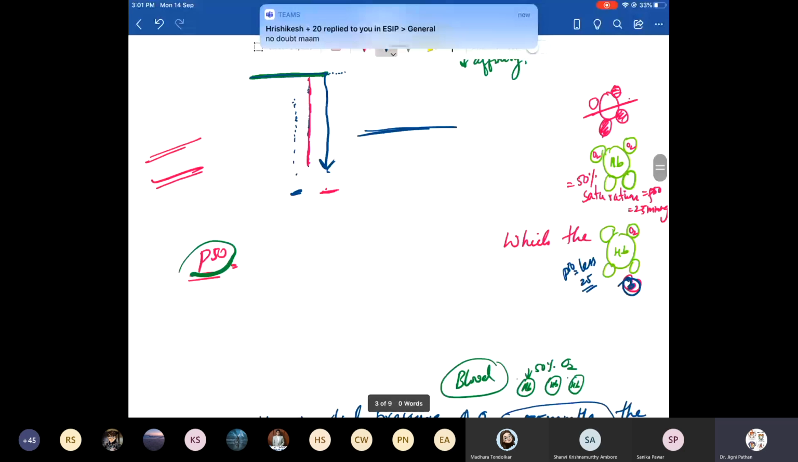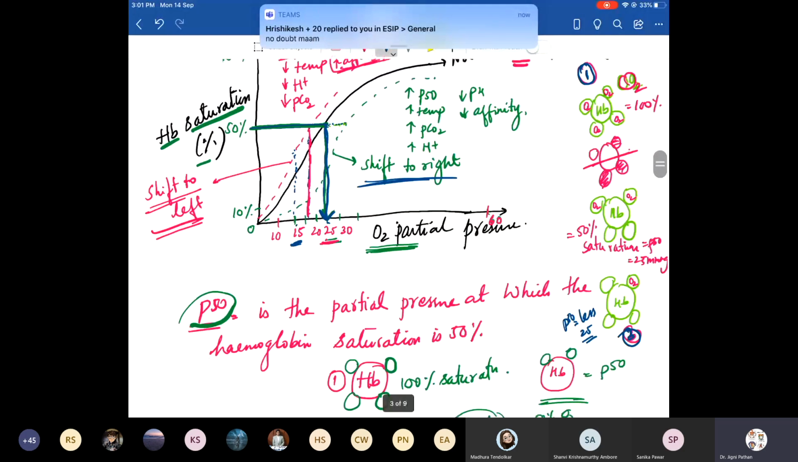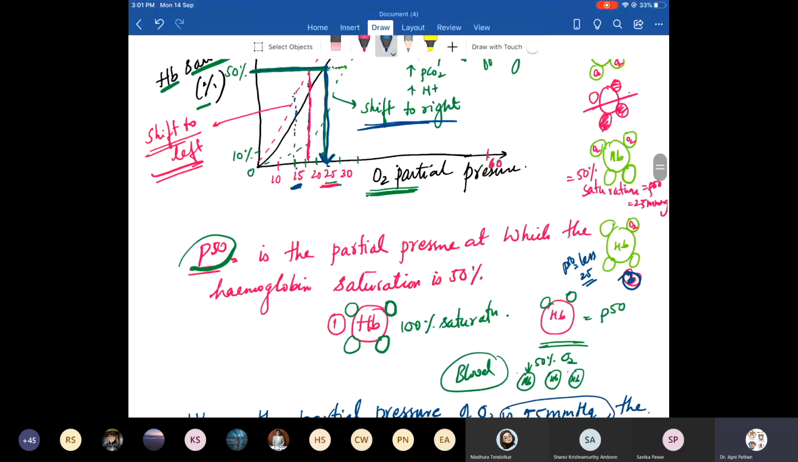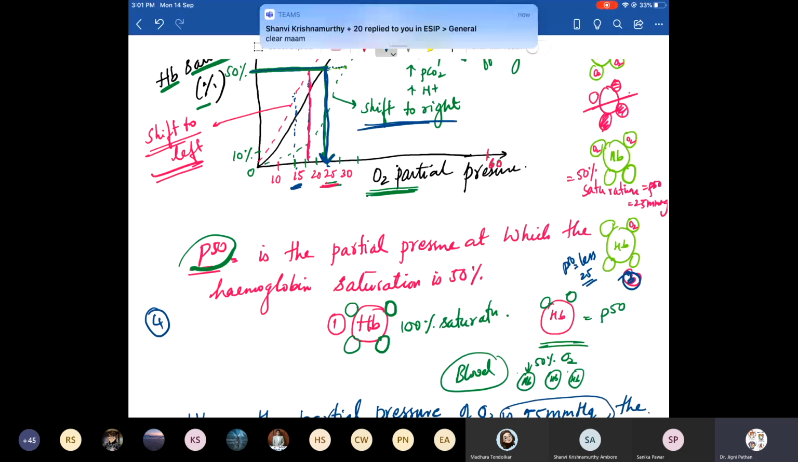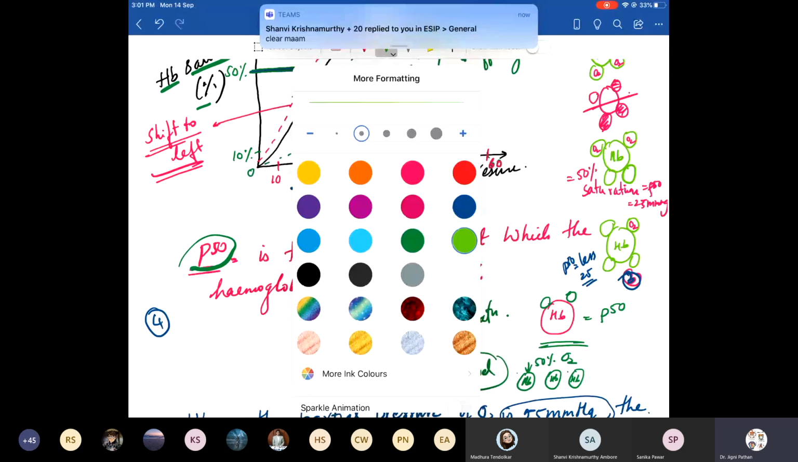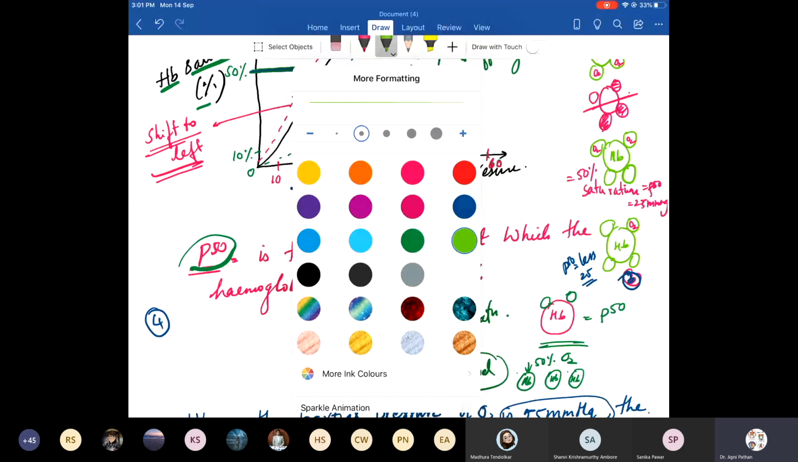What happened to this? Yeah. So you know these three things you have learned. Now you have the third graph. Now I'm drawing the fourth here, somewhere here. In the fourth, check this. Okay, Shanvi Krishnamurti, right? Okay.